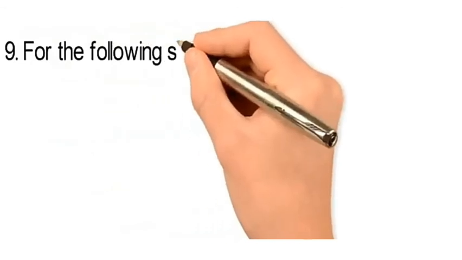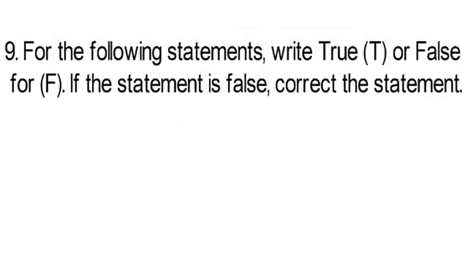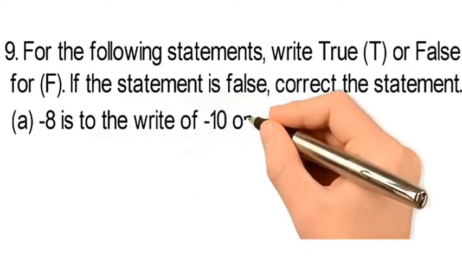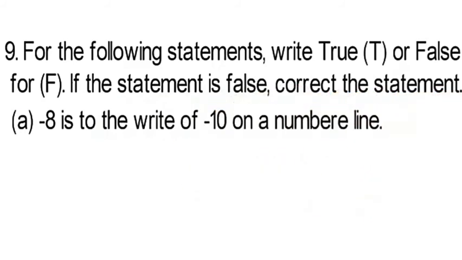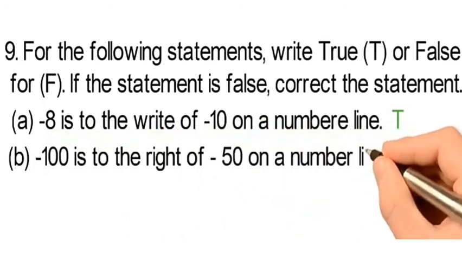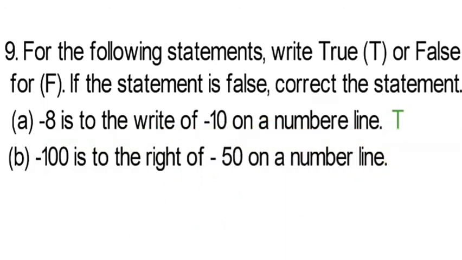Question number 9. For the following statements, write true or false. If the statement is false, then correct the statement. Let's see the first one. -8 is to the right of -10 on a number line. Is -8 to the right of -10? Yes, it is true. Second statement. -100 is to the right of -50 on a number line. Is this true? -100 is to the left of -50. So this statement will be false.